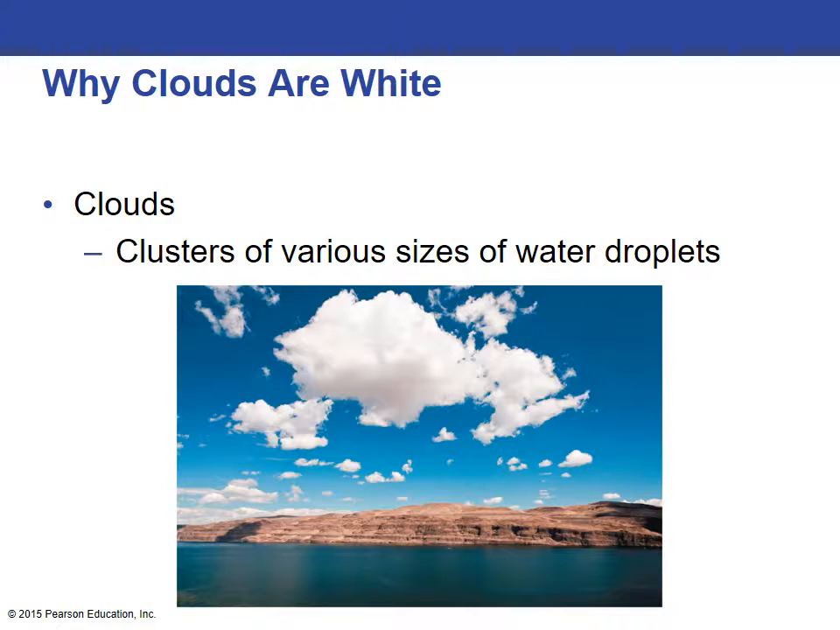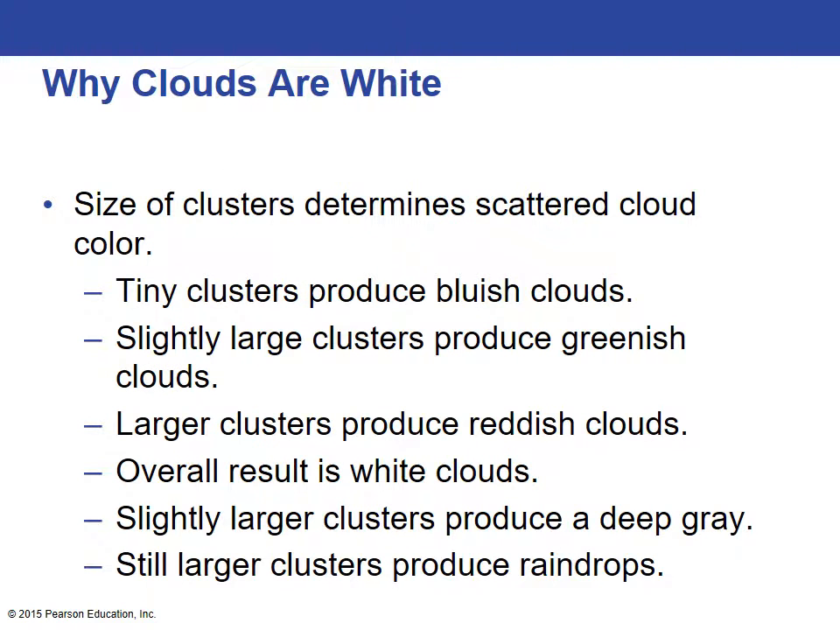Next up, we'll look at why clouds look white. And clouds are essentially just clusters of various size water droplets. Now the size of the clusters of water particles determines the scattered cloud color. So tiny clusters produce bluish clouds, slightly larger clusters produce greenish clouds, and larger clusters produce reddish clouds. The overall result is white clouds. Slightly larger clusters produce a deep gray, and still larger clusters produce raindrops.